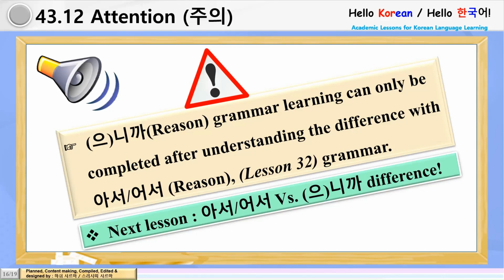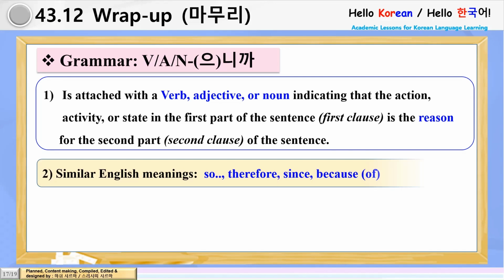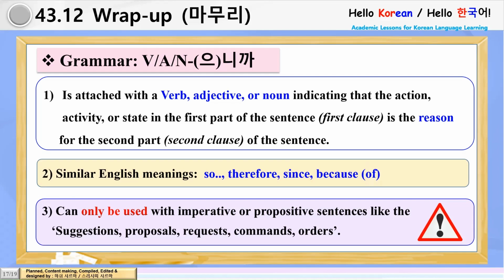And now the last, it is time to wrap up. Unika grammar we have completed to express the reason. See the first point. It is attached with a verb, adjective or noun indicating that the action, activity or state in the first part of the sentence is the reason for the second part of the sentence. Next point, similar English meaning: so, therefore, since or because of. Number three. It can only be used with the imperative or the proposal sentences like suggestion, proposal, request or command or orders. Clear, Yorobun? Number three point is very, very important. Please memorize it.